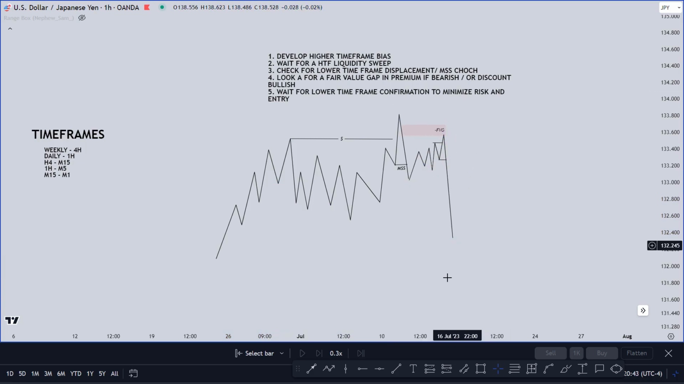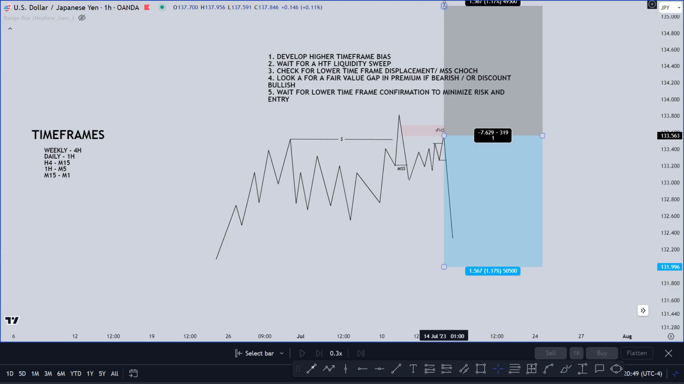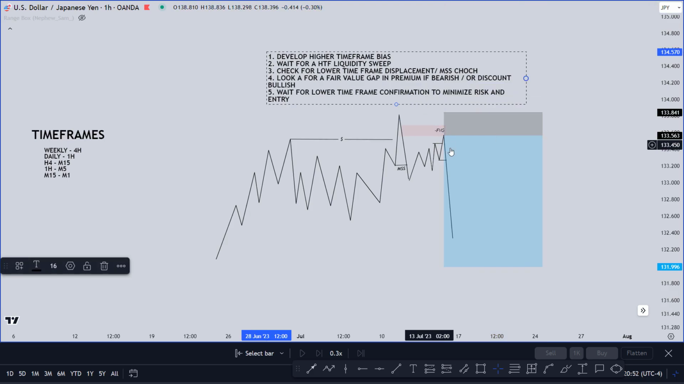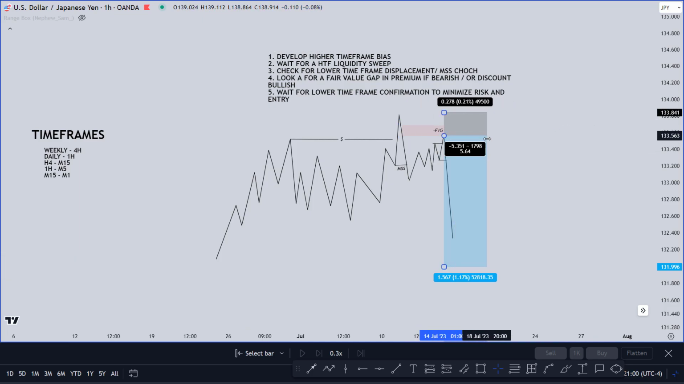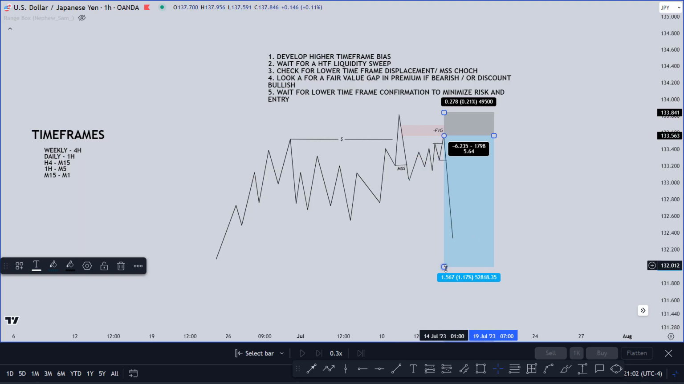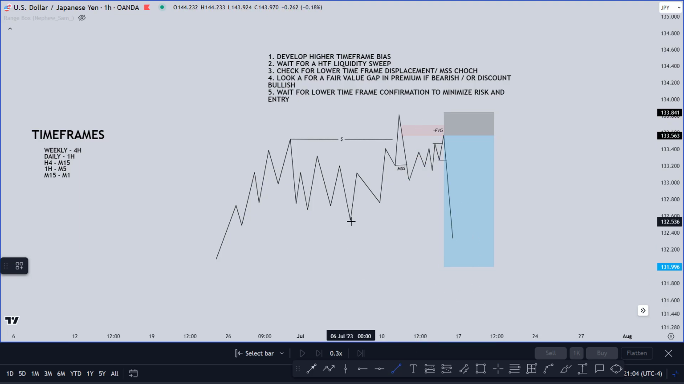So how can you enter right here? There are two ways we can enter. You can either enter at this fair value gap with your stop loss at the high, at the open of the fair value gap, or the 50% of the fair value gap. That also works well in the higher time frames. Now your stop loss is at the high. First, you're going to be targeting internal range lows right here. Internal range low is going to get targeted.